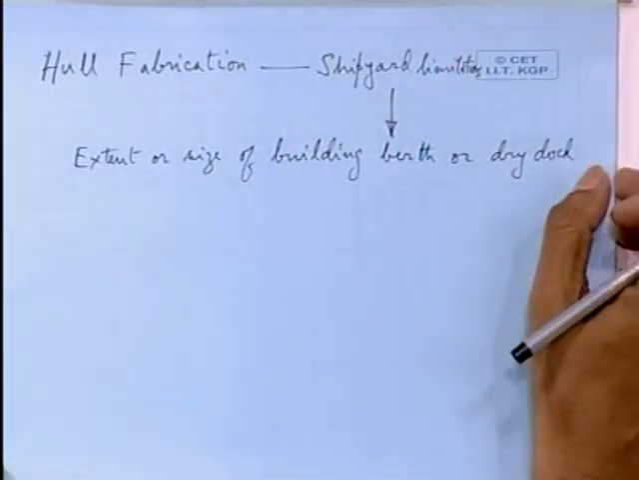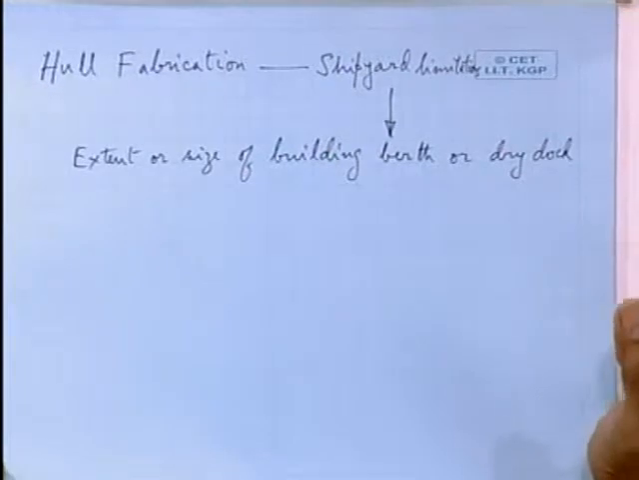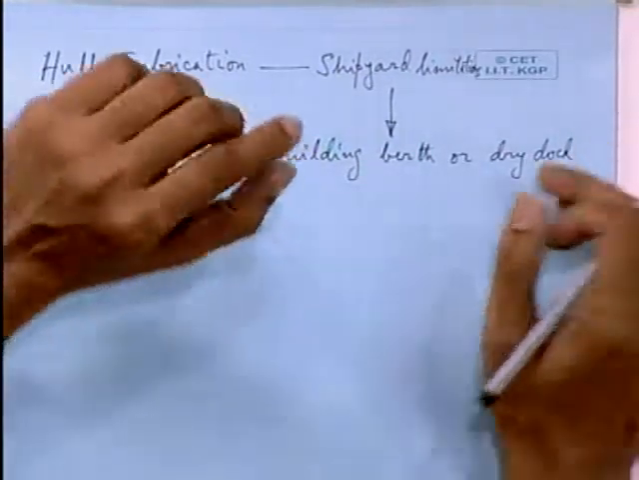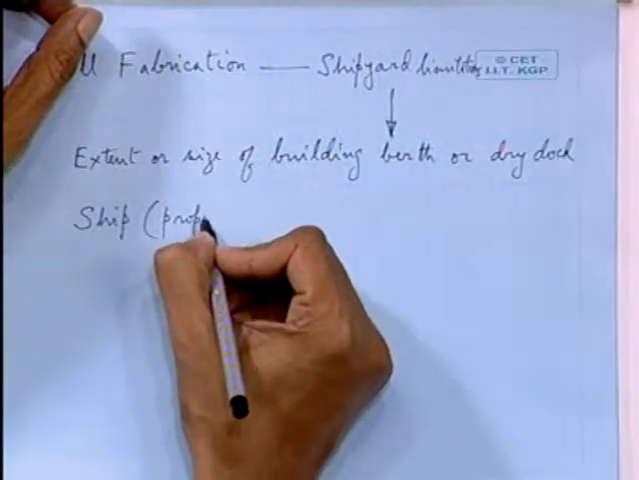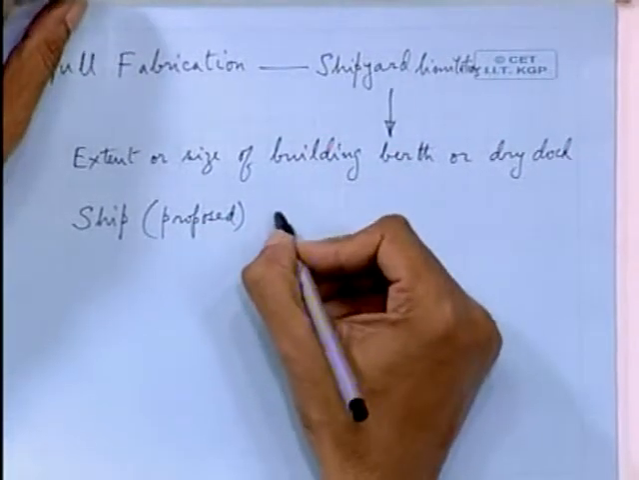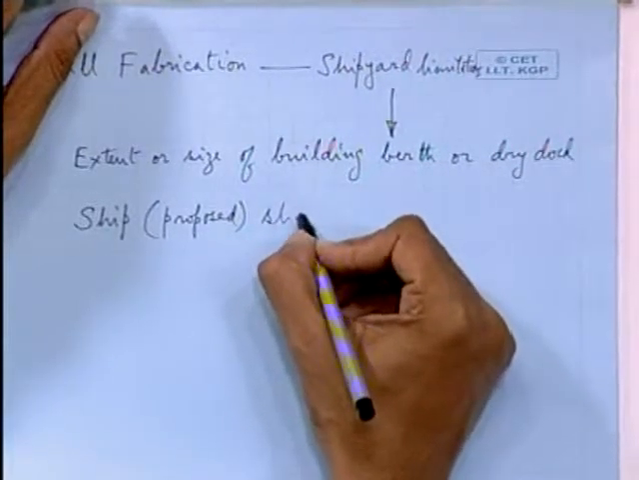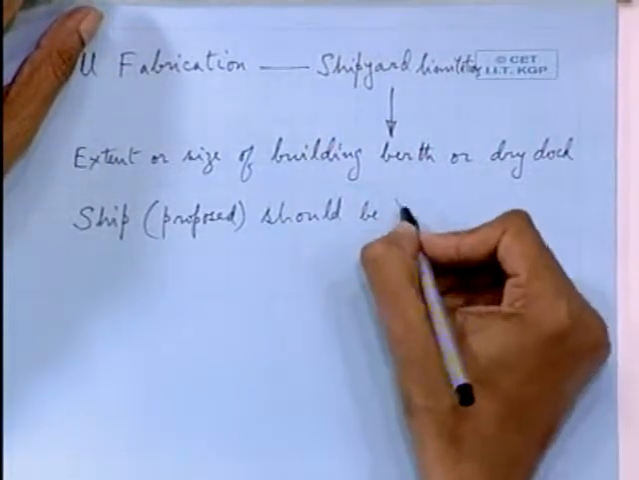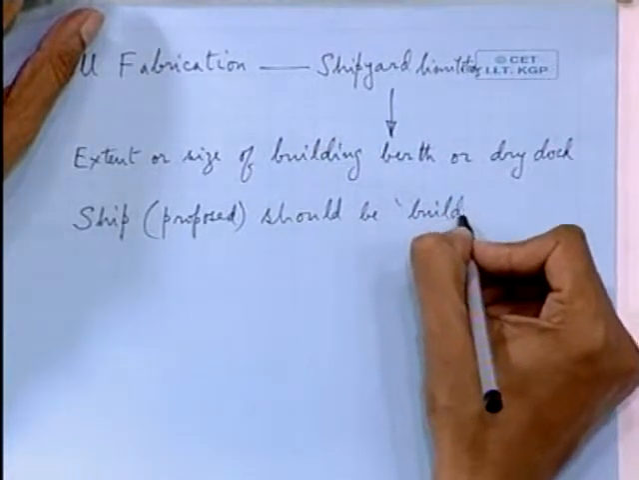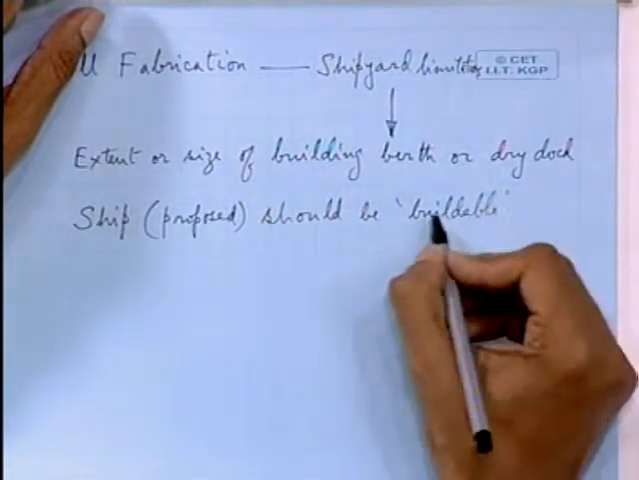Otherwise, sometimes you will find two ships are being built in the same dock. They have a partition, isn't it? You make a bulkhead sort of partition in the dock itself, and you can build two such ships. So the proposed ship itself should be buildable or fabricable. In naval architecture, we say that it is buildable.